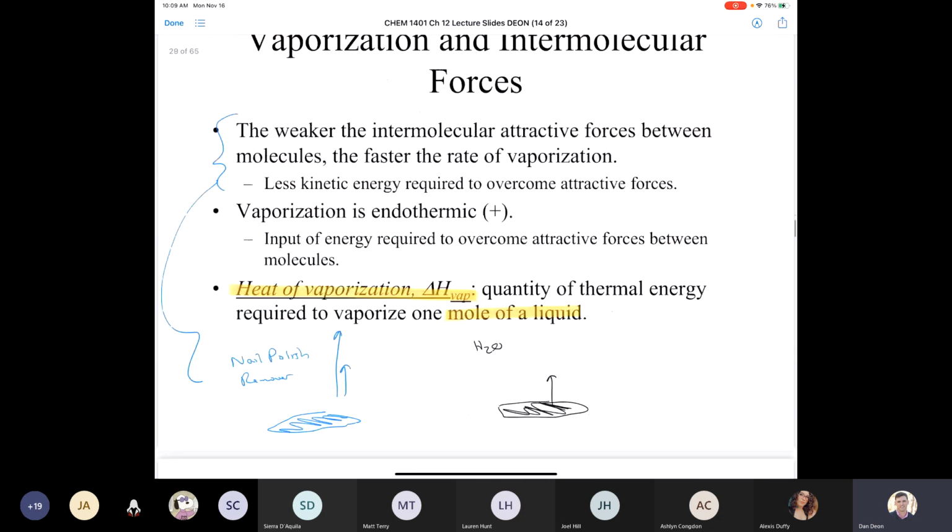All right. So the heat of vaporization is a definition you need to know. It's the amount of thermal energy required to vaporize 1 mole of a liquid. We go from the liquid phase to the gaseous phase.